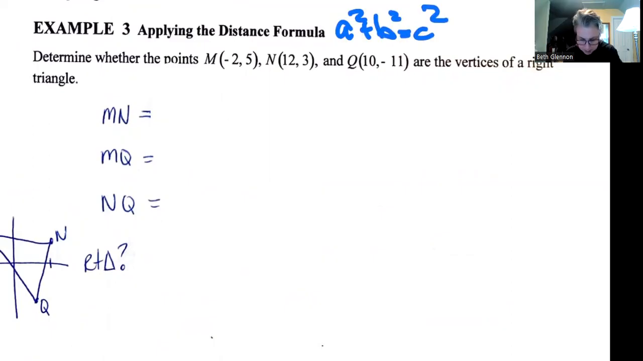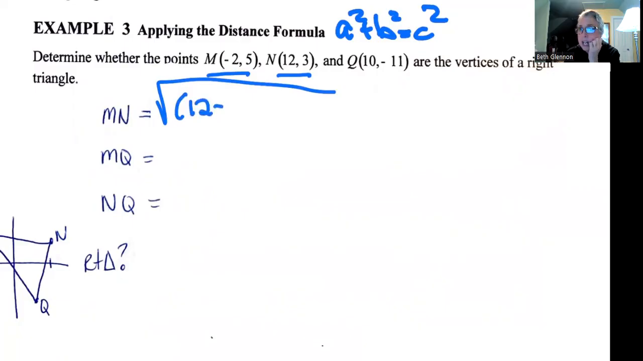Let's see if I can get this pen to be a little bit more narrow, okay? So the first thing I'm going to do is find the points M and N. So here are the coordinates that I'm going to work with. I'm going to work with those 2, okay? So I want the difference of the x's and the difference of the y's. So that's going to be 12 minus -2. And I'm going to square that. And then I'm going to take the difference of the y's going in the same order, 3 minus 5.